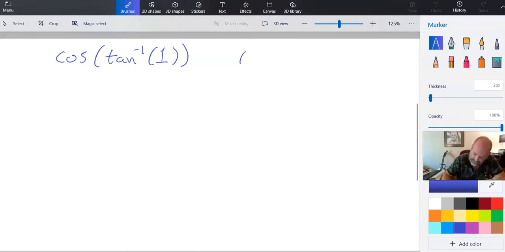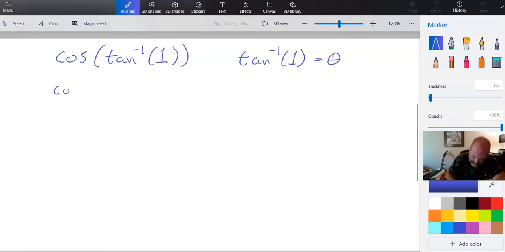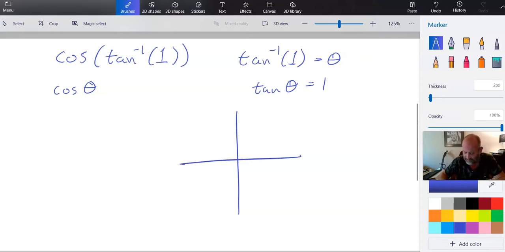So again, we're going to pull tangent inverse out, and we'll just call it theta. So really what we're looking for is cosine theta. And if tangent inverse of 1 is equal to theta, that means that the tangent of theta is 1. And if the tangent of theta is 1, that's positive. And we know if tangent's giving us a positive value, then the angle's positive also, which puts us in the first quadrant. And we need a value of 1. So I'm just going to sketch a triangle in here, and that's theta.